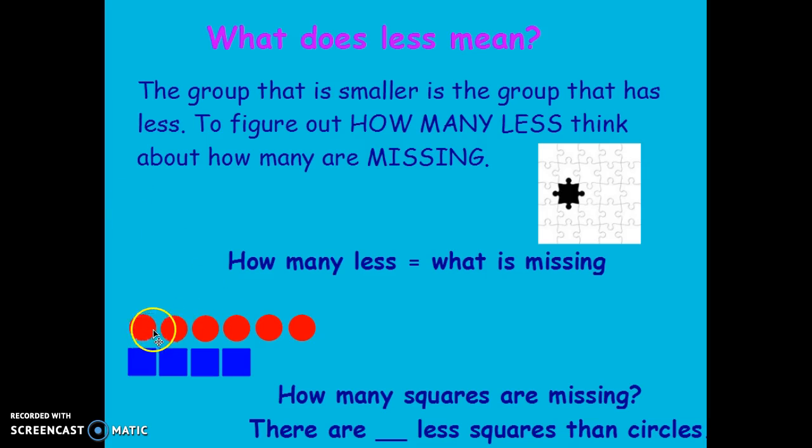If we look here at the circles and the squares, I can see that there is a square missing here and a square missing here. How many squares are missing? Yeah, 2 squares. So there are 2 less squares than there are circles. Let's keep practicing.